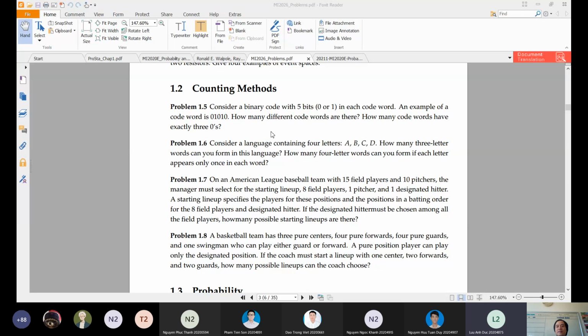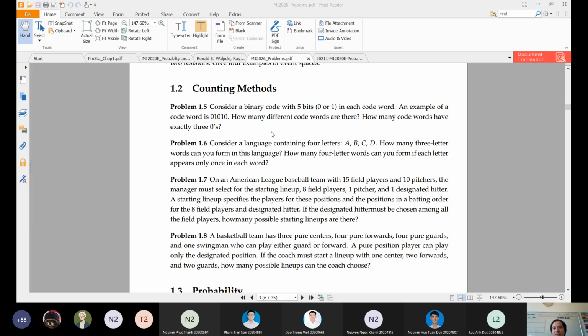It's 10. Why? Can you clarify your answer? It is 10 codes that have exactly 3 zeros. Why? Can you explain your answer? Because it is exactly 3 zeros, so it is exactly 2 ones. So I will choose the places for the 3 zeros from 5, and it's 10.